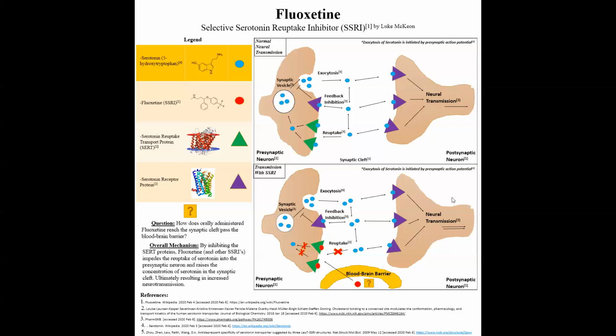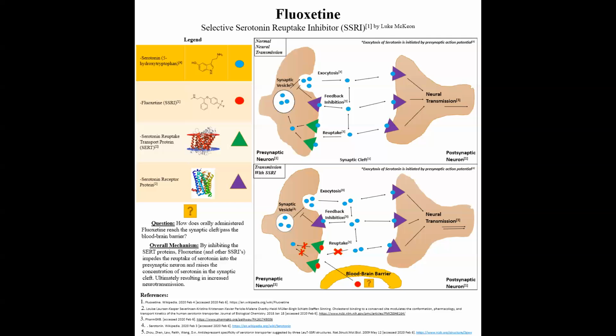But anyways, in contrast, on the bottom you can see what happens when we introduce an SSRI into the mix, such as fluoxetine. Essentially, the same process is trying to be undertaken, but you see the red drug molecules binding and inhibiting these green triangular SERT proteins on the presynaptic neuron, so the presynaptic cell can't reuptake the synaptic serotonin.